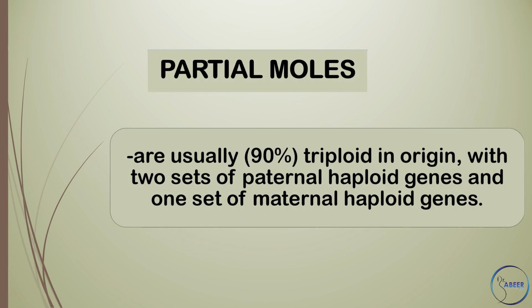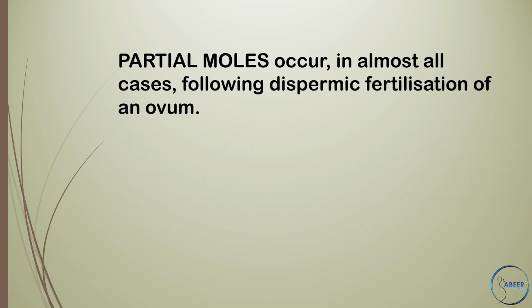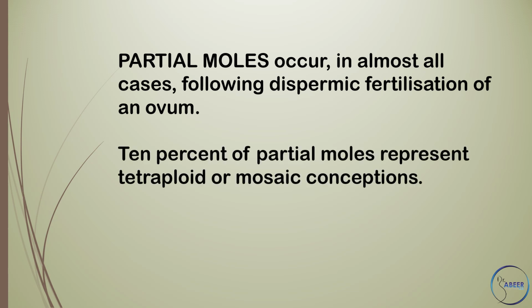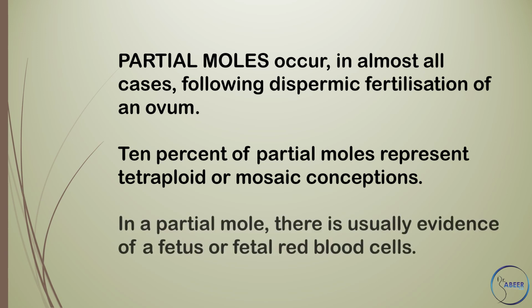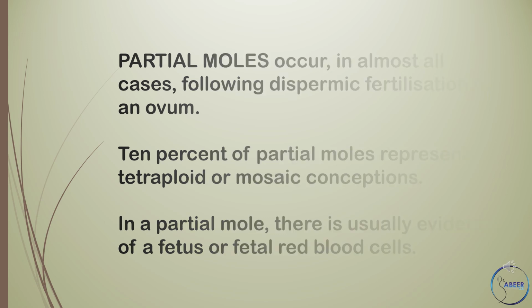Partial moles are usually, in 90% of cases, triploid in origin, with 2 sets of paternal haploid genes and 1 set of maternal haploid genes. Partial moles occur in almost all cases following the dispermic fertilization of an ovum. 10% of partial moles represent tetraploid or mosaic conceptions. In a partial mole, there is usually evidence of a fetus or fetal red blood cells.